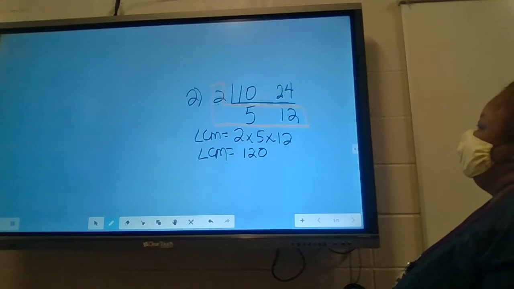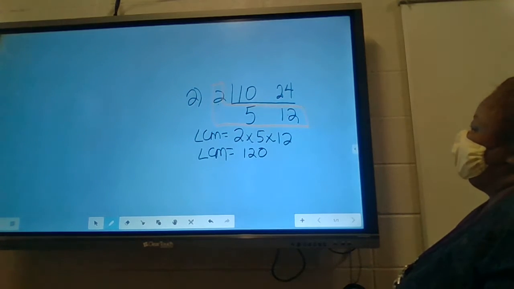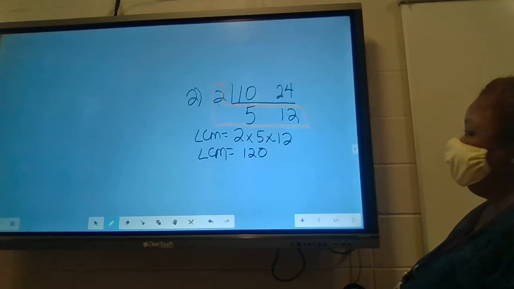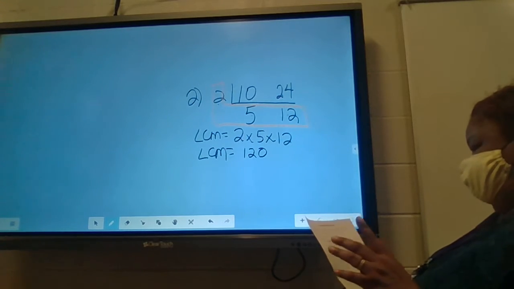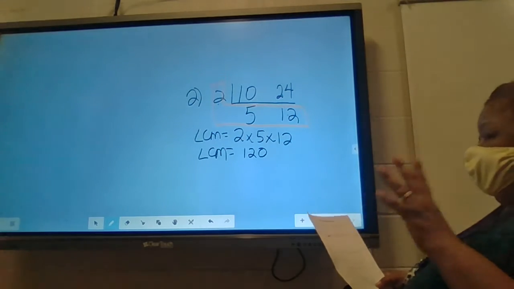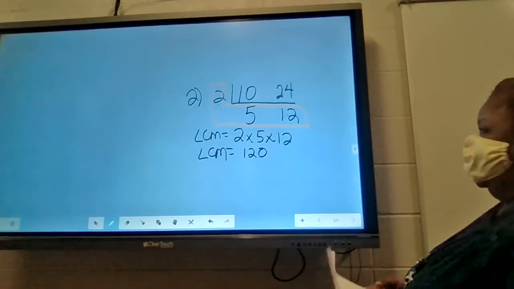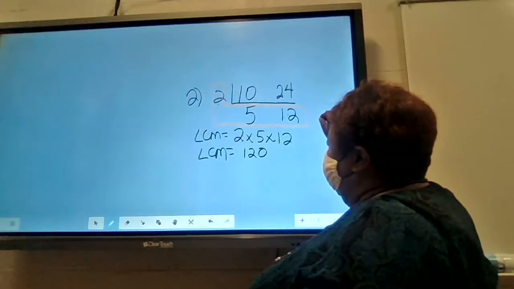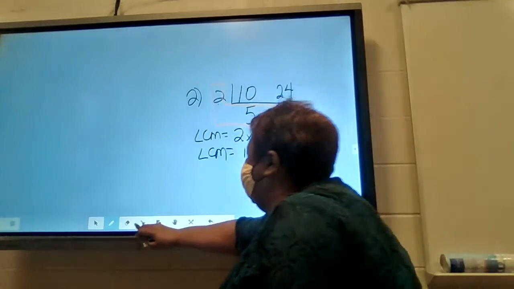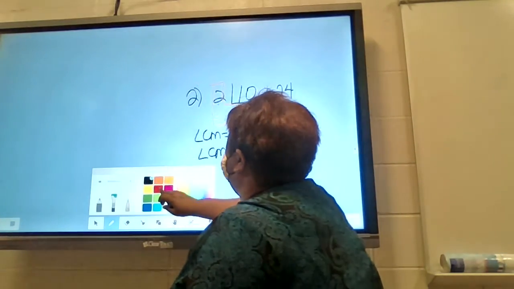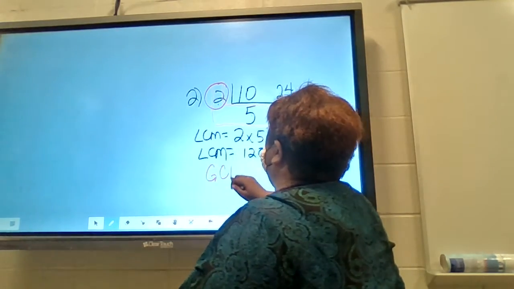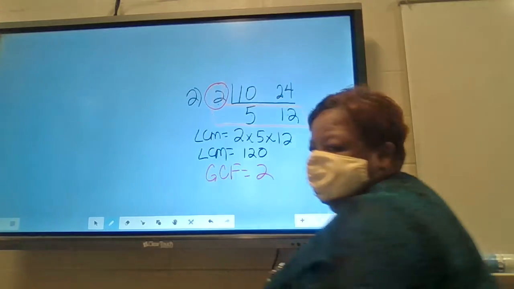That would also be your least common denominator if you were doing fractions. Now, number 3 says find the GCF. So with all of these, the L is my LCM. My GCF is just this number right here. So my GCF is 2.